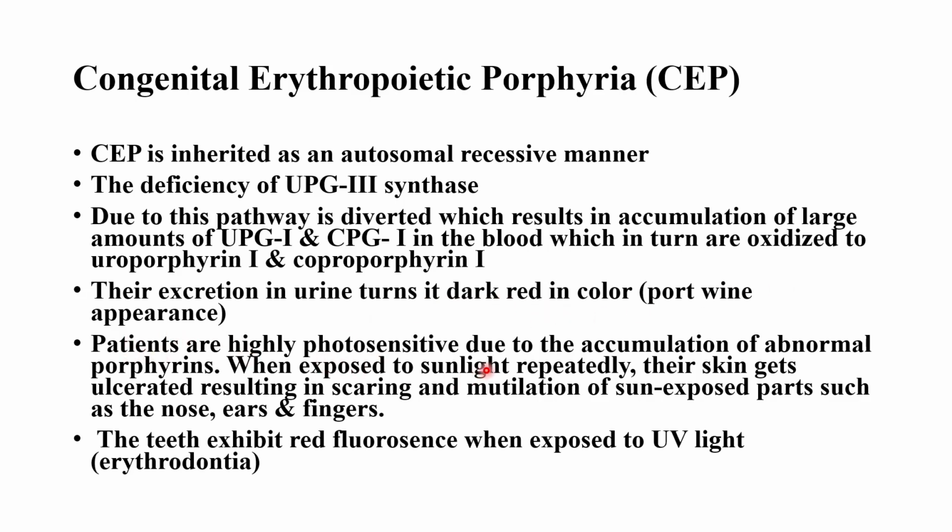Patients are highly photosensitive due to the accumulation of abnormal porphyrins. When exposed to sunlight repeatedly, their skin gets ulcerated, resulting in scarring and mutilation of sun-exposed parts such as nose, ears, and fingers. The teeth exhibit red fluorescence when exposed to UV light, that is known as erythrodontia.